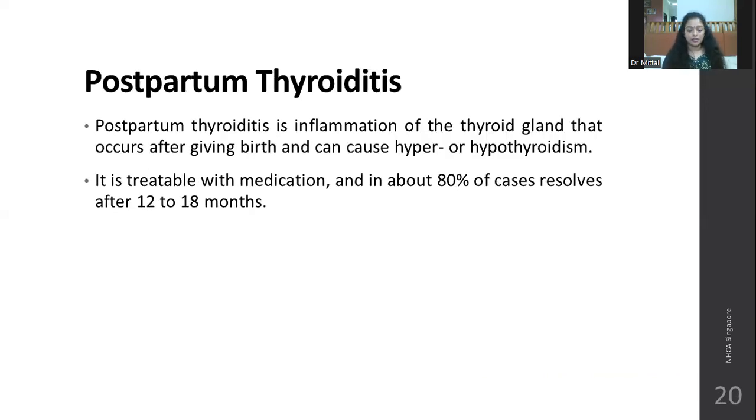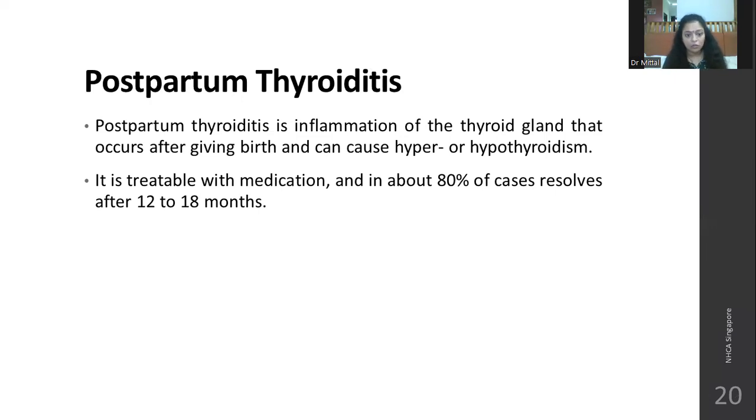Postpartum thyroiditis, this is inflammation of the thyroid gland after delivery, after labor. So soon after giving birth, it can cause hyper or hypothyroidism. Both could lead to inflammation. This inflammation could cause either hyperthyroidism or hypothyroidism. It can aggravate the function of the thyroid gland, leading to hyperthyroidism, or it can destroy certain healthy cells in the thyroid gland and lead to hypothyroidism.